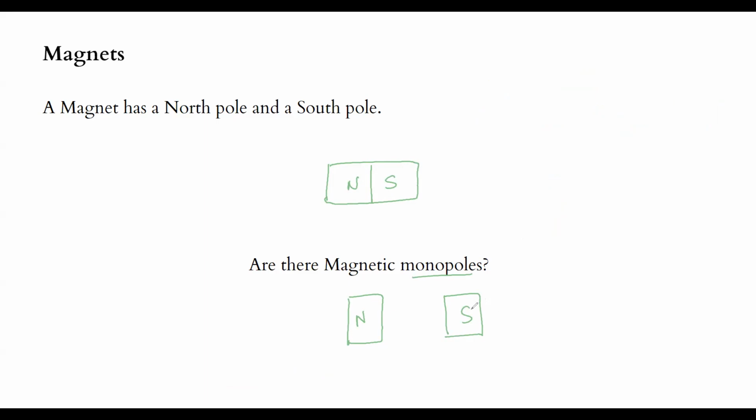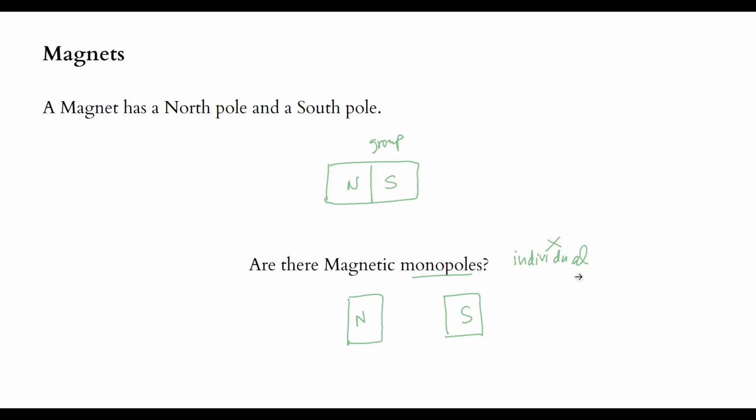However, for the moment, up to the findings so far, it is not possible to have one pole, either north pole or south pole, staying in an individual manner. They will stay as a group, north pole and south pole together. So we always have a north pole and a south pole once we consider a magnet.